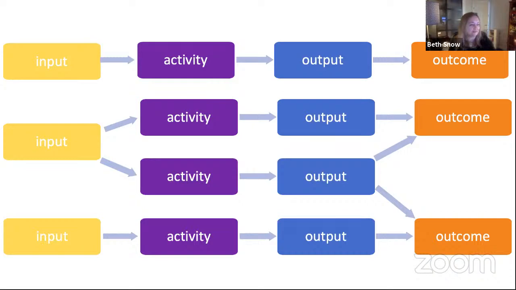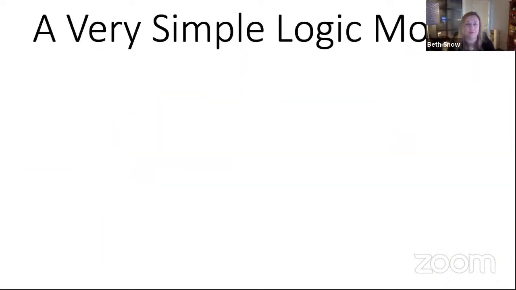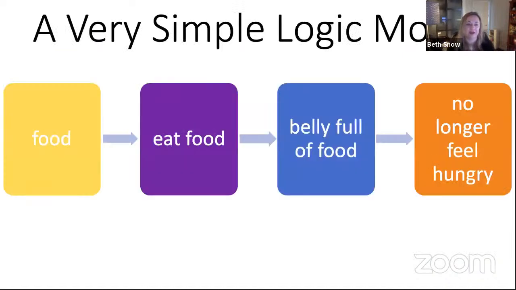So just to give a really simple example, if I have food, that's my input, then I do the activity of eating the food. The output of eating food is my belly is full of food. And then the outcome is I don't feel hungry anymore. So I find sometimes it's helpful to do a little simple example to make it more concrete, because all this jargon of inputs, outputs gets a little taxing sometimes.